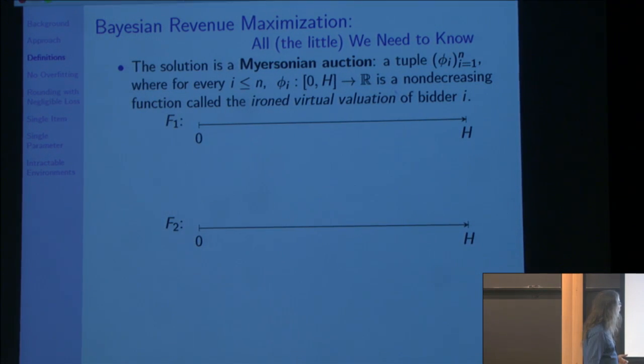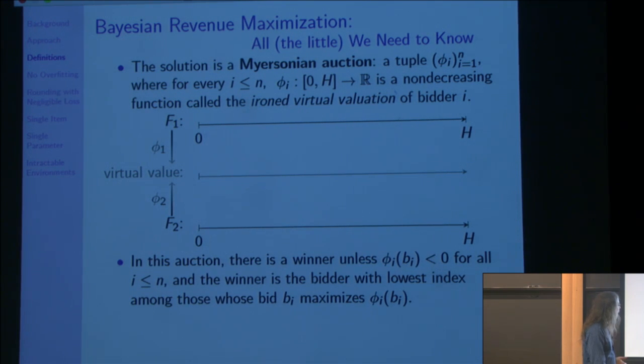So say that we have two buyers. Each of them has a bid space between 0 and h. And then we have these functions phi1 and phi2 that take us from the bid space to the virtual value space. And in this Myersonian auction, there is a winner unless everyone has a negative virtual valuation. I'm going to use the term virtual valuation to refer also to the output of this function when applied to the bid of the bidder. So if both have negative virtual valuations, negative virtual bids, then there is no winner.